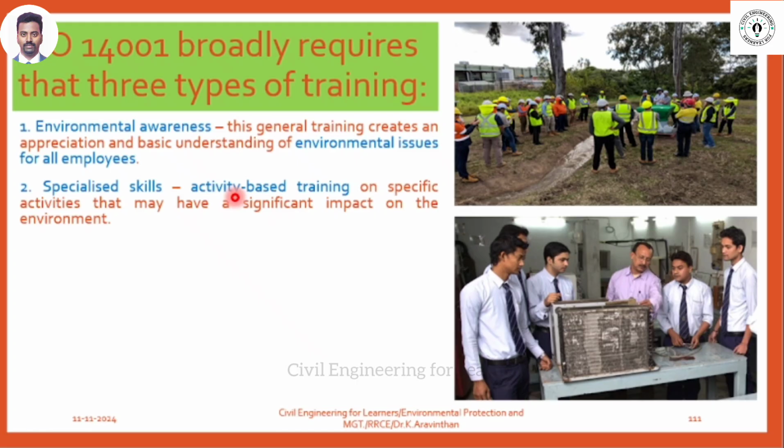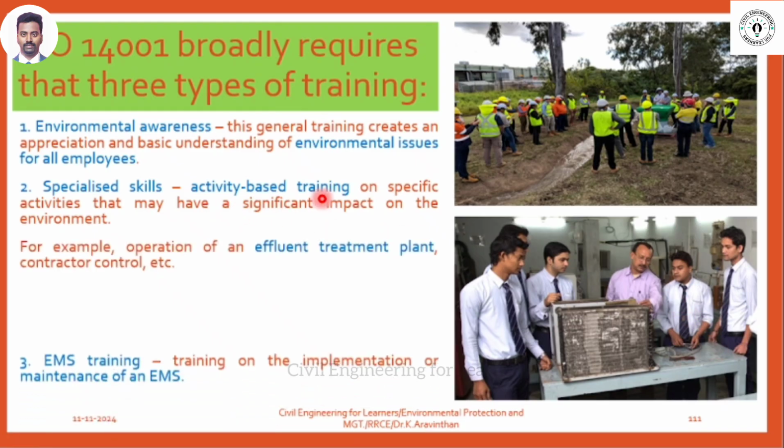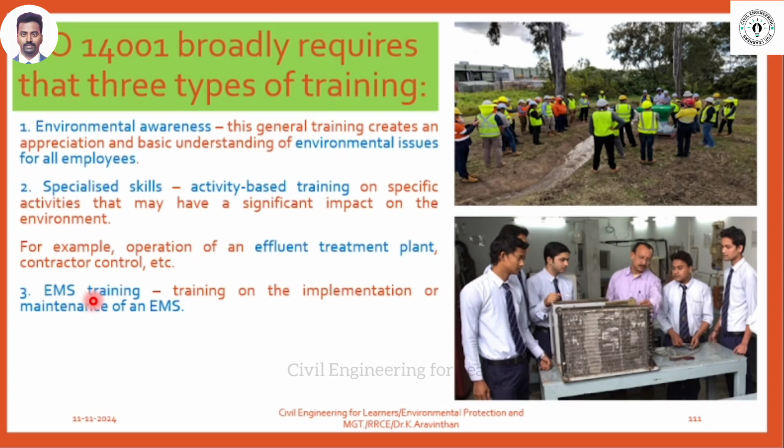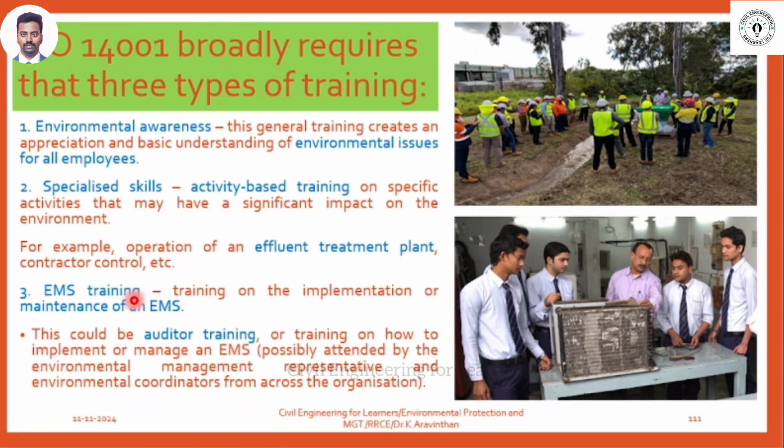Imagine you are recruited for an organization as an AC technician. Have you seen this? This is an AC technician job. You can get a job in a number of industries. The first training that will be given is environmental management system training. Next, for that specific job, you will have this kind of training with the air conditioning: how to clean or how to check the condenser, what the parts are. This is called activity based training. This is an example. Then the third type of training is EMS training. Environmental management system training is given for maintenance staff. This could be auditor training also.